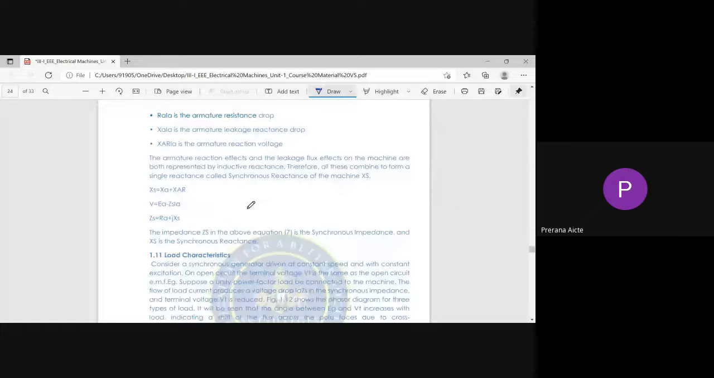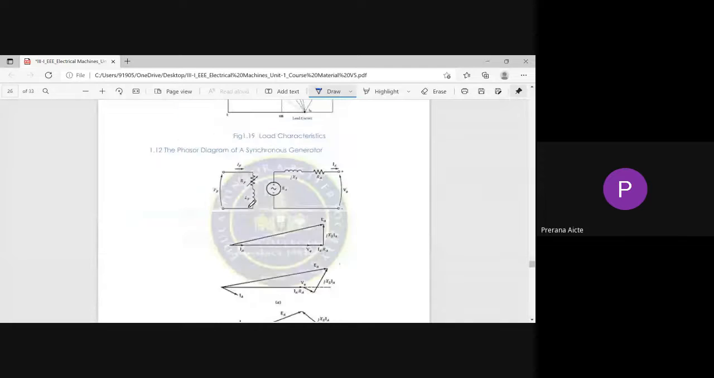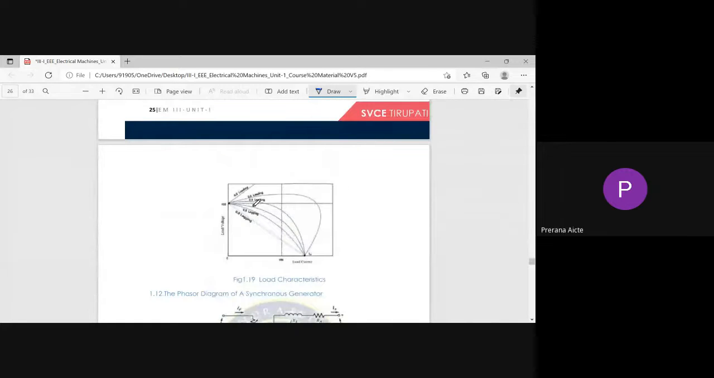Next, load characteristics. Before we enter into the load characteristics, we are going to study the voltage regulation of the alternator.